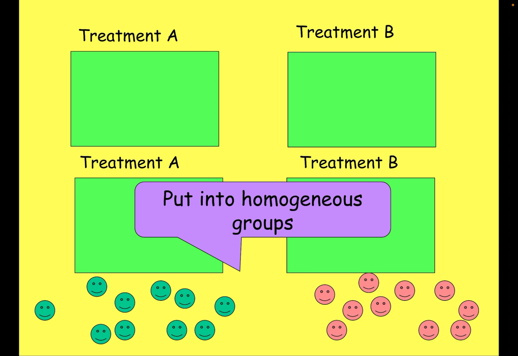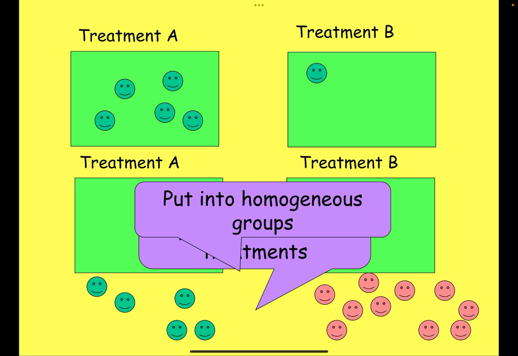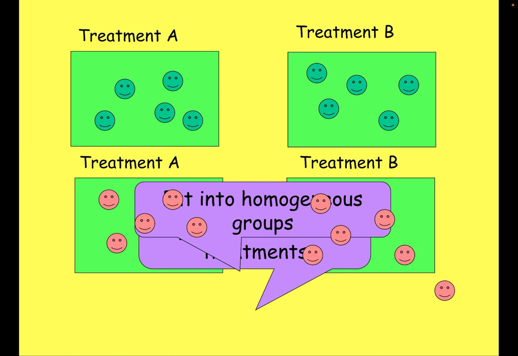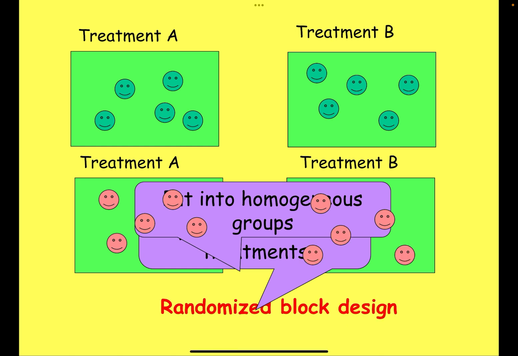And then now I'm going to randomly assign them to the treatment. Notice I'm randomly assigning the blue to treatment A and to treatment B. And then I randomly assign the pink to treatment A and to treatment B also. This is a randomized block design.